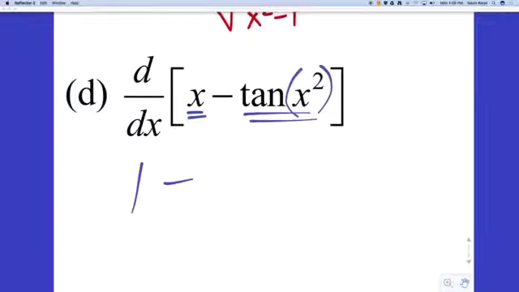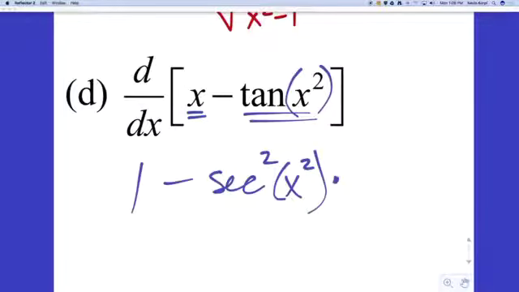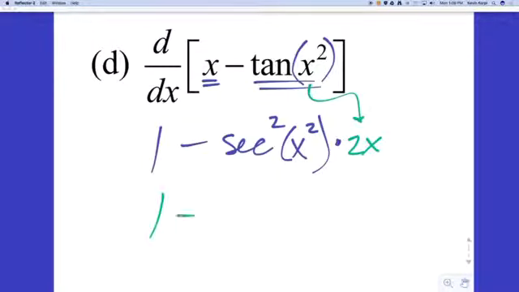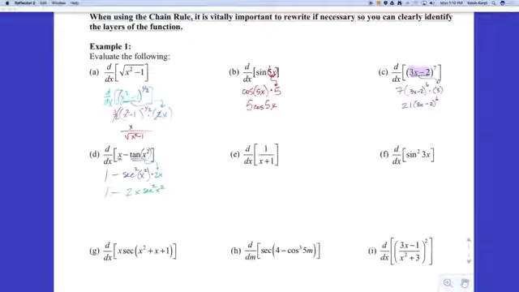Tangent of blob. What's the derivative of tangent of blob? Secant squared of the same blob. And in that term only, times the derivative of the blob, which is what? 2x. So that 2x does not get multiplied by both terms. You have to unpack the boxes in each separate term as you get to them. So the simplified version is 1 minus 2x secant squared of x squared. You can bring that to the front of this term only. Kind of nifty.